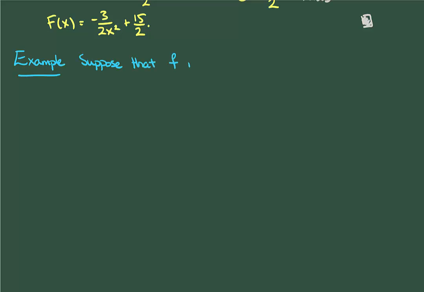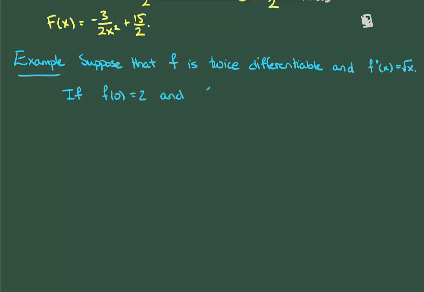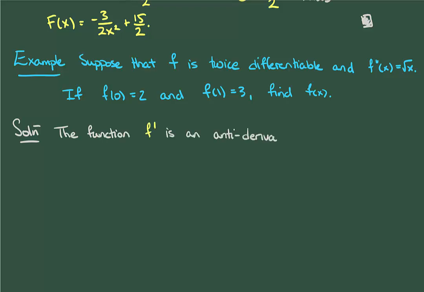Let's suppose this time that we're given a function and told that it's twice differentiable and that f double prime is square root x. If f of 0 is 2 and f of 1 is 3, what's f? So while not set up as our standard antiderivative problem, this is an antiderivative problem. And the key lies in recognizing that f prime is an antiderivative of f double prime. This is because differentiating f prime gives us f double prime.